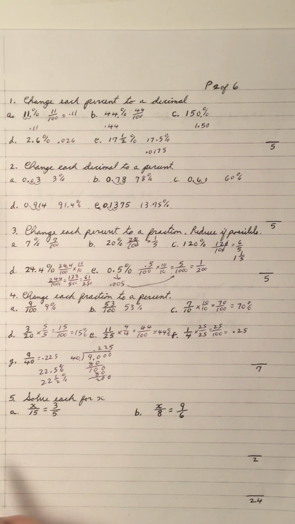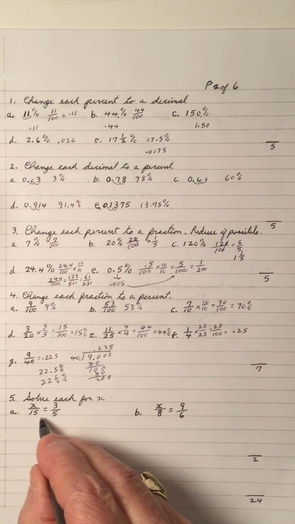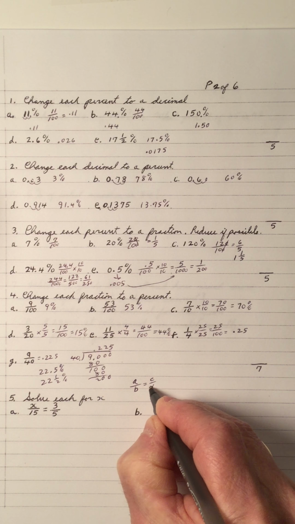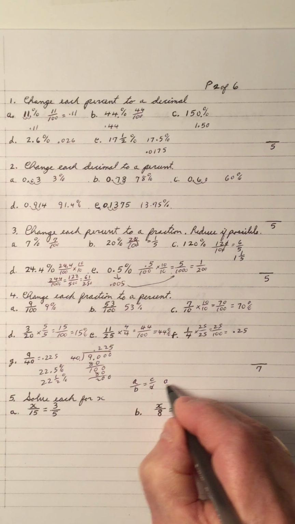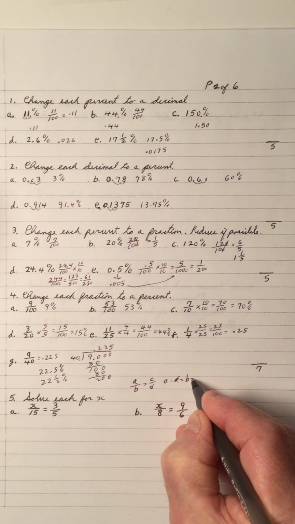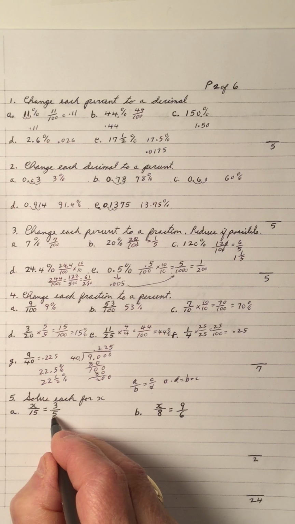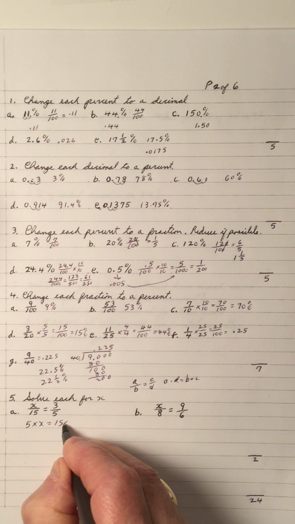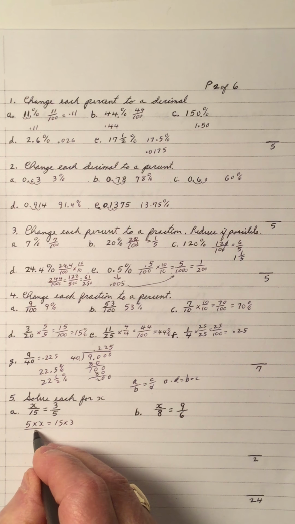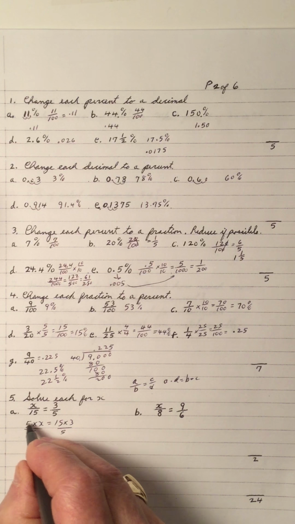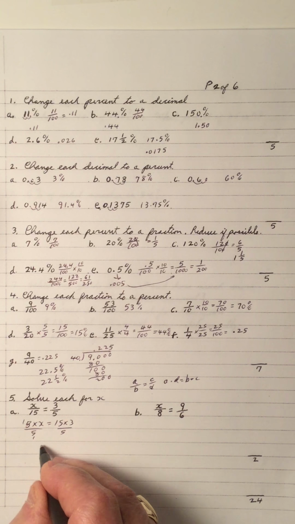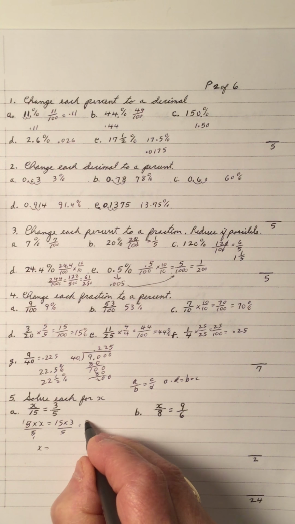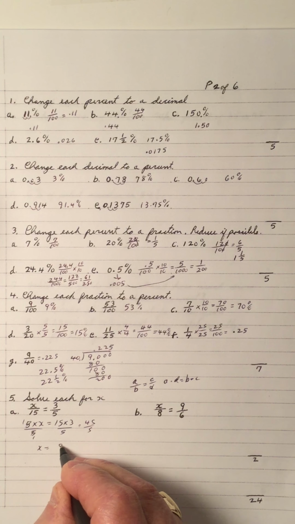Put your score in. Number 5, what we're doing here is A over B equals C over D, so we're cross multiplying. That means A times D equals B times C. So 5 times X equals 15 times 3. We divide both sides by 5. So that cancels out, and we get X. That's 45 over 5, which is 9.